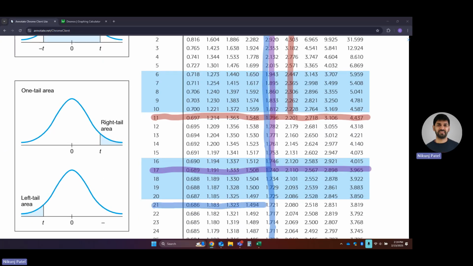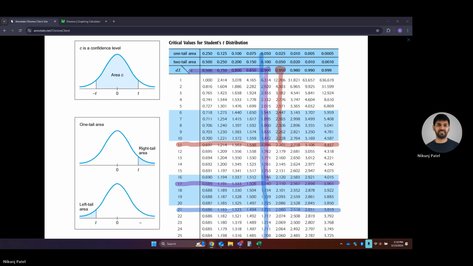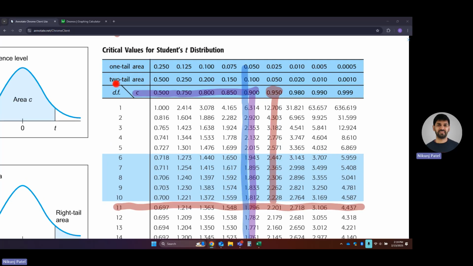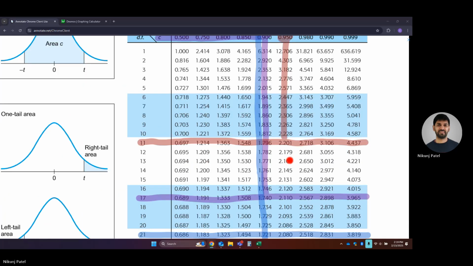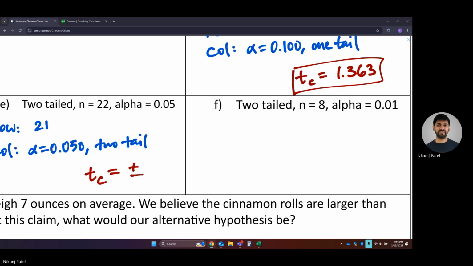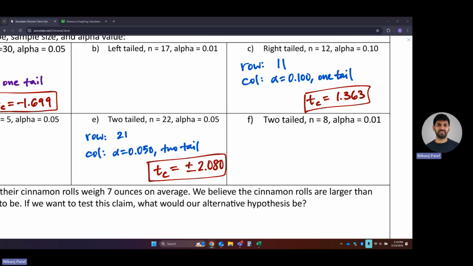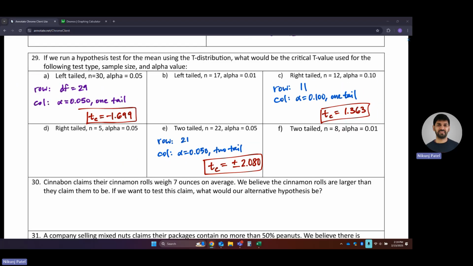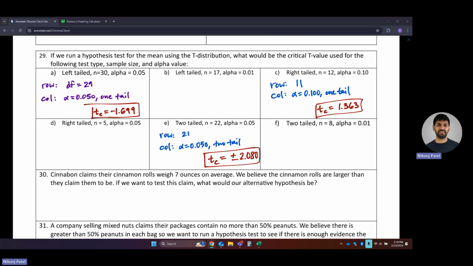So here's row 21. And our two-tailed area, make sure you look at the second row up here, 050, there it is. If I follow that down to row 21, 2.080. And there's your t critical value. So I've done one of each of those examples. See if you can fill in B, D, and F. Worked out the same way that I did each of those three there.